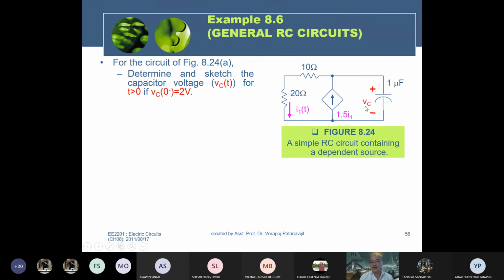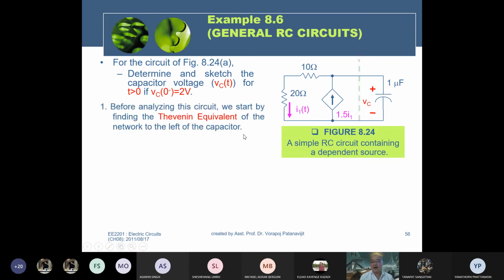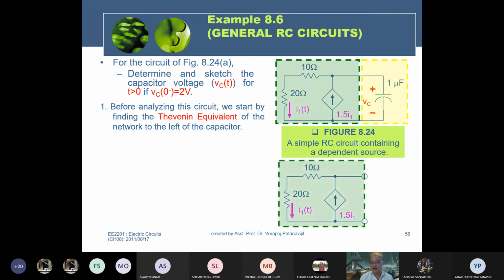From the circuit shown in this figure, determine the capacitor voltage for time greater than 0, if the question already gives you the initial condition: the capacitor voltage equals 0 at time equal to 0. Before analyzing the circuit, we start by finding the Thevenin equivalent circuit of this network with respect to the capacitor first. And in this case, you can see the structure of them, which type of the Thevenin it is.